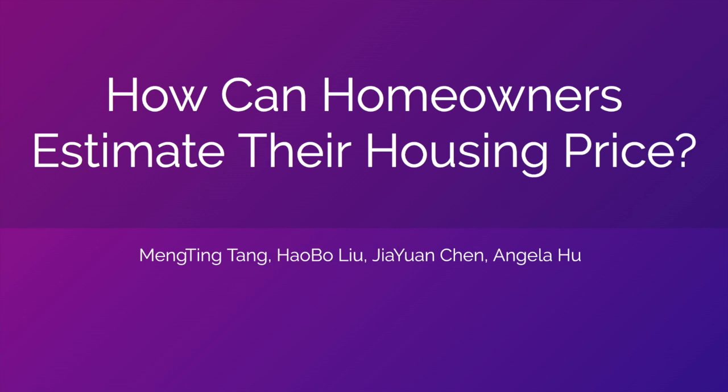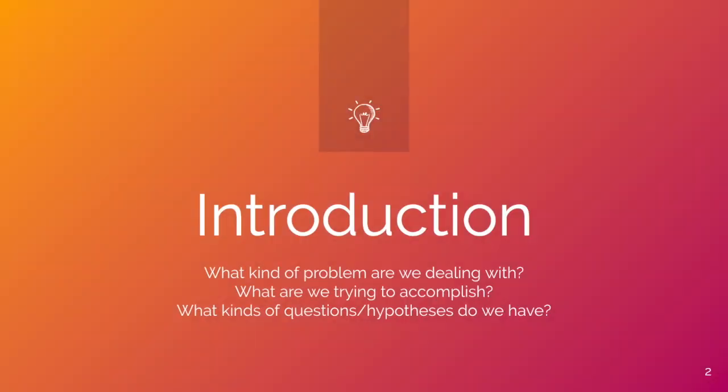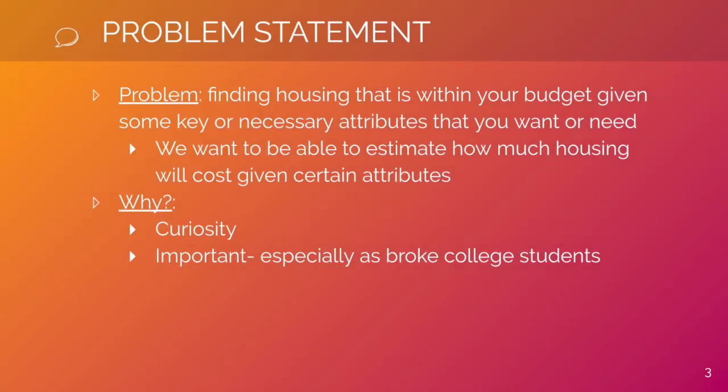So our group's final project is about how homeowners can estimate their housing price. So let's first start with the introduction of our problem. Our problem is finding housing that is within your budget given some key or necessary attributes that you want or need. So we want to be able to estimate how much housing will cost given certain attributes.